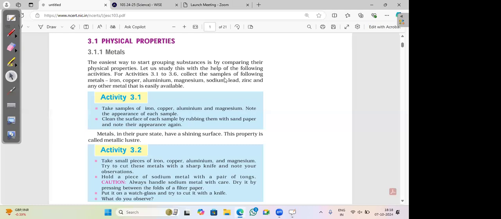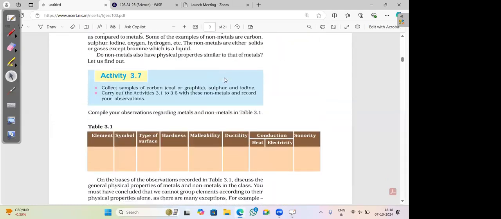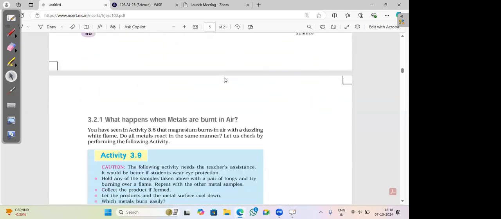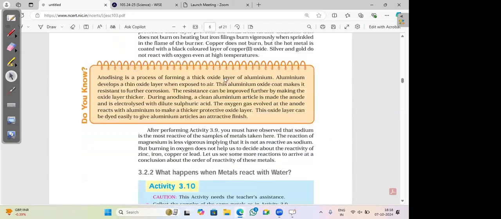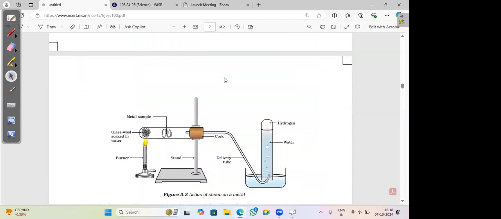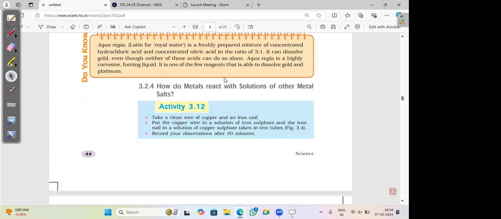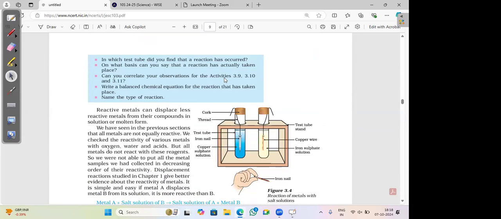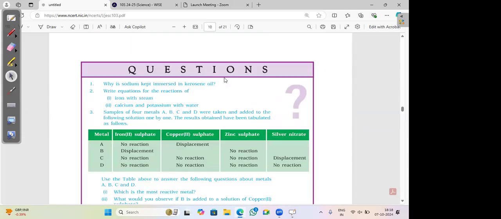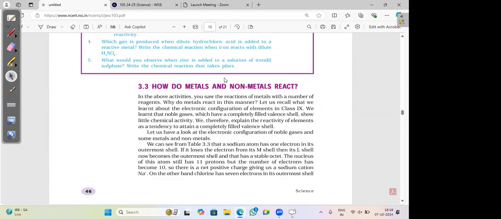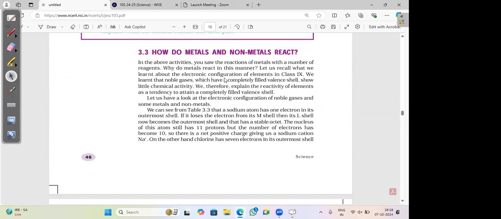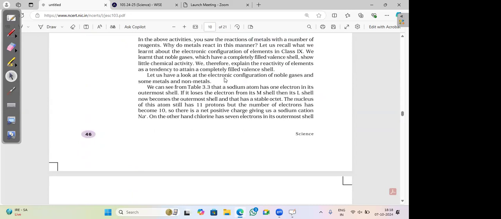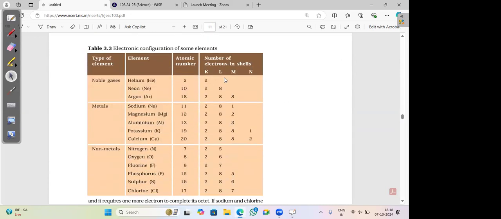Okay, so we had done this chapter up to here. We had done all these reactions. We had done displacement reaction also. We had done the reaction of metals with oxygen. We had done these questions also. Okay, how do metals and non-metals react? We were doing about the ionic bond or electrovalent bonds. All right. So what are ionic or electrovalent bonds?